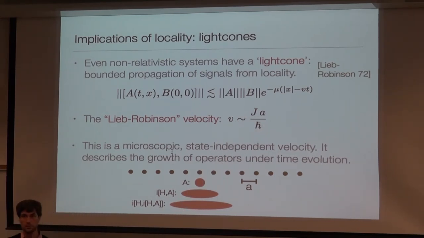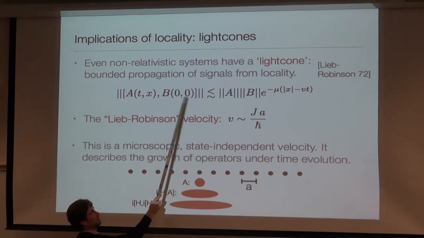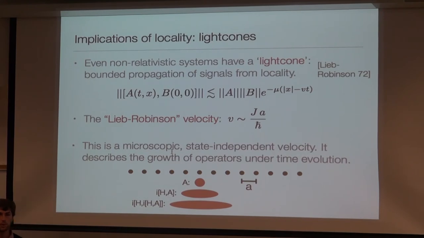And you can just prove this. You write down the Schrodinger equation for a lattice system, and you solve it. It's not that hard, in fact, to prove this bound. So even in a non-relativistic system that's local, there's a light cone.